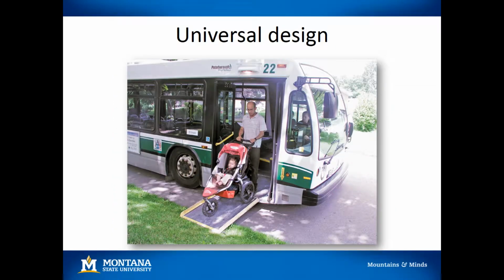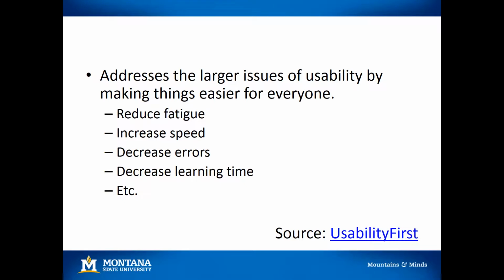The next thing that people tried was universal design. We're going back to our bus example here. The bus kneels. They include a built-in ramp. And now not only is this bus accessible to people in wheelchairs, but it adds functionality for everyone else, such as this father who is using a stroller to go to a park. He can actually bring that stroller onto the bus, something that was not available in the previous incarnation of those buses. So universal design addresses the larger issues of usability by making things easier for everyone.